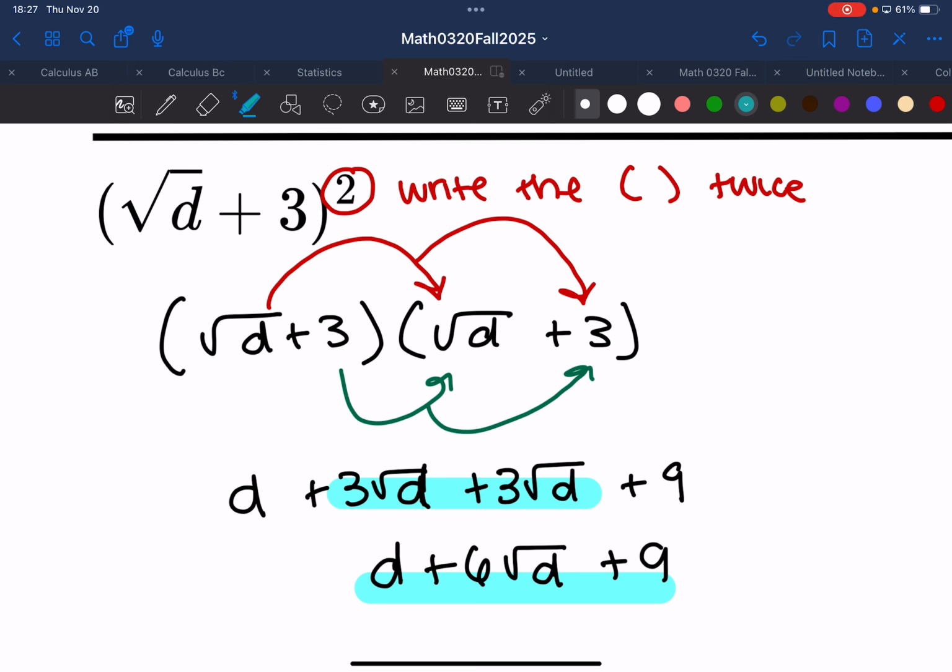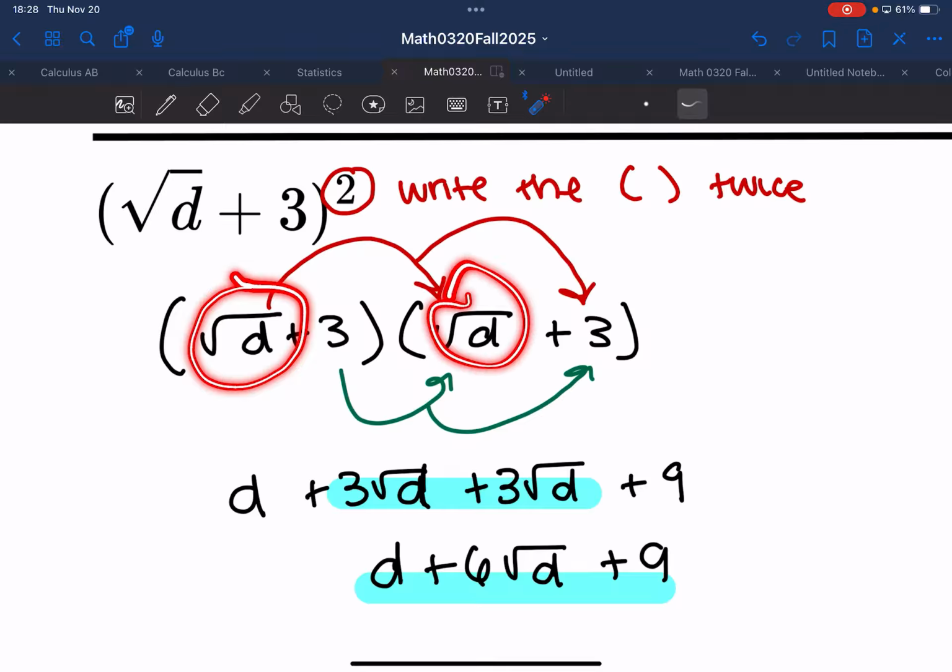It doesn't become like d squared. Well, the square root of d times the square root of d is the same as the square root of d squared. And the square root and the square cancel. So that's why we're just left with d.